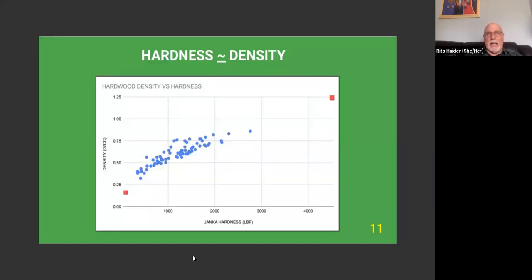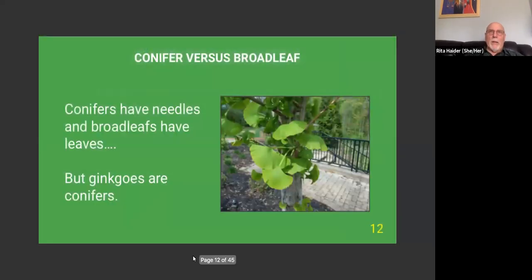You can get a good idea of the hardness of a wood just by hefting it. It's a whole lot easier to measure the density, or at least estimate it, than it is to measure the hardness. But hardness and heaviness go pretty much hand in hand with lumbers, whether it's softwood or hardwood.